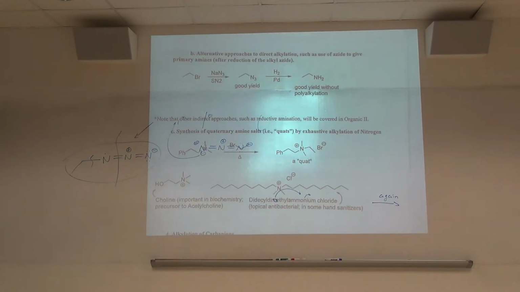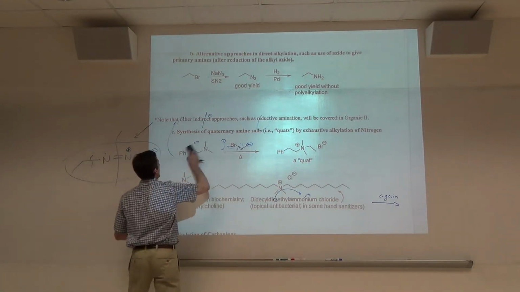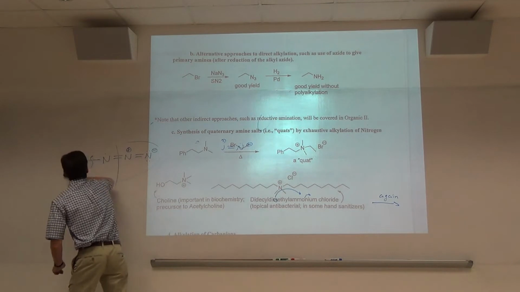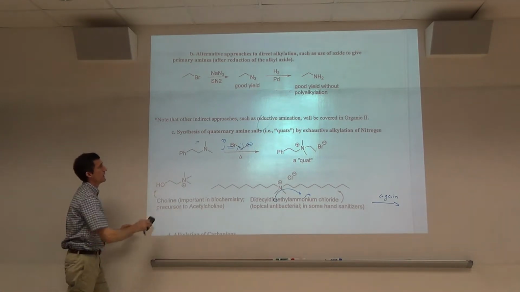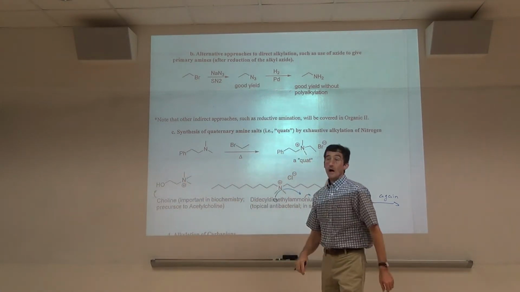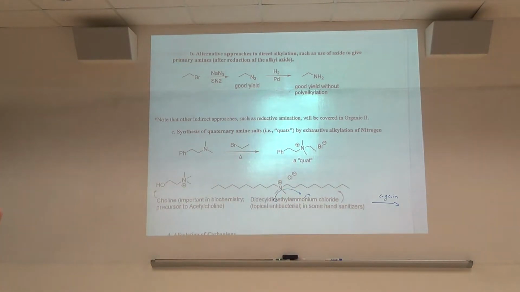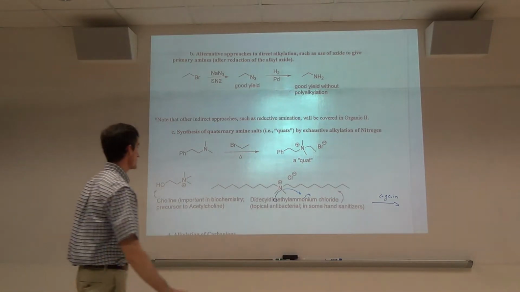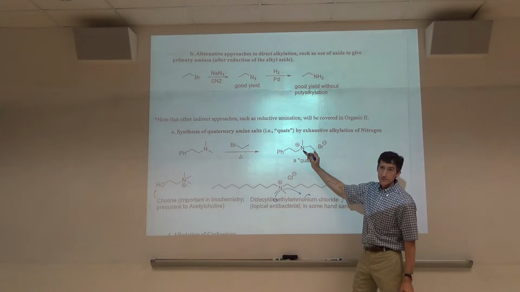Let's look at quats, and then I think we'll take a short break. Many of you have encountered quats. What's a quat? Well, it's short for quaternary. What does quaternary mean to you? It's an atom with 4 carbons to it. Well, here we have a nitrogen with 4 carbons, but because nitrogen doesn't usually make 4 bonds, it's a plus charge.